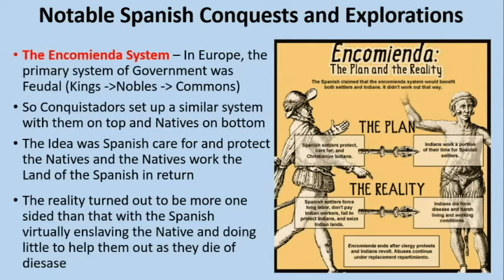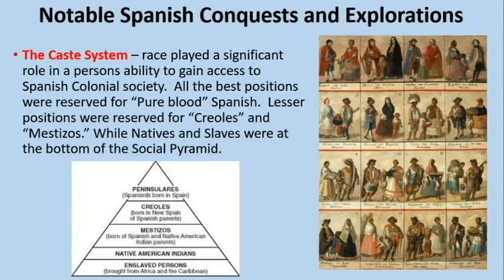So the conquistadors wanted to set up a very similar system to what they already had, the feudal system, with them on the top this time and the natives on the bottom. The idea was the Spanish care for and protect the natives, who work the land in return for the Spanish. It didn't work out exactly like that. In reality, it turned out to be much more one-sided, with the Spanish virtually enslaving the natives and doing little to help them as they die of disease and overwork and exhaustion.